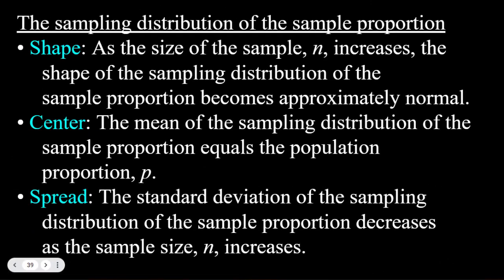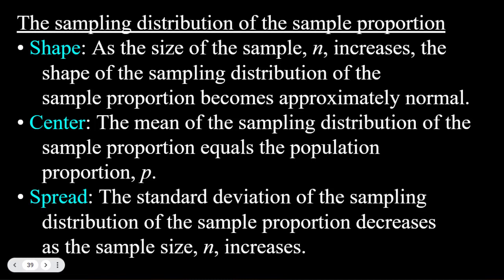The shape of a sampling distribution. As the size of the sample n increases, the shape of the sampling distribution for the sample proportions becomes approximately normal. And again, that's going to be very important for us. We've got all sorts of information and characteristics of things that are normal shaped. And so as we get a large sample size, our distribution becomes approximately normal.